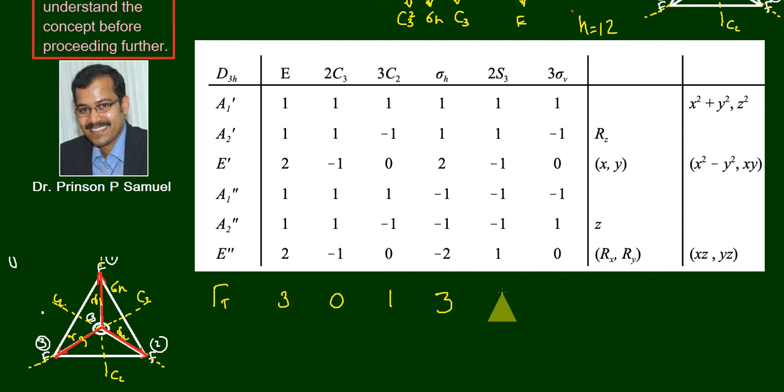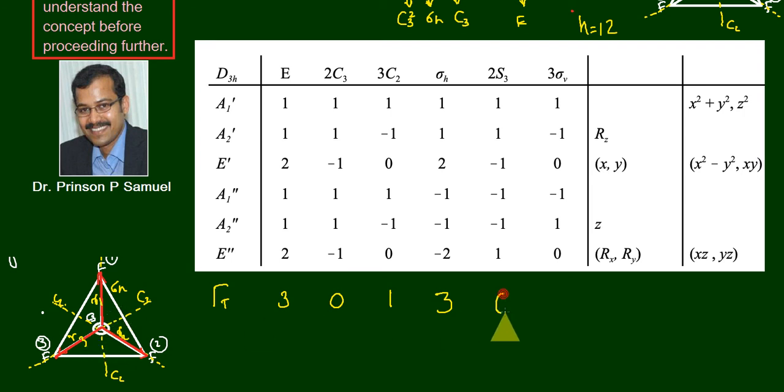And what about S3? S3 is an operation in which C3 is performed first. And when a C3 is performed, all the vectors will change their position. Then C3 is followed by a reflection also. So during this operation, all the vectors will change their position.